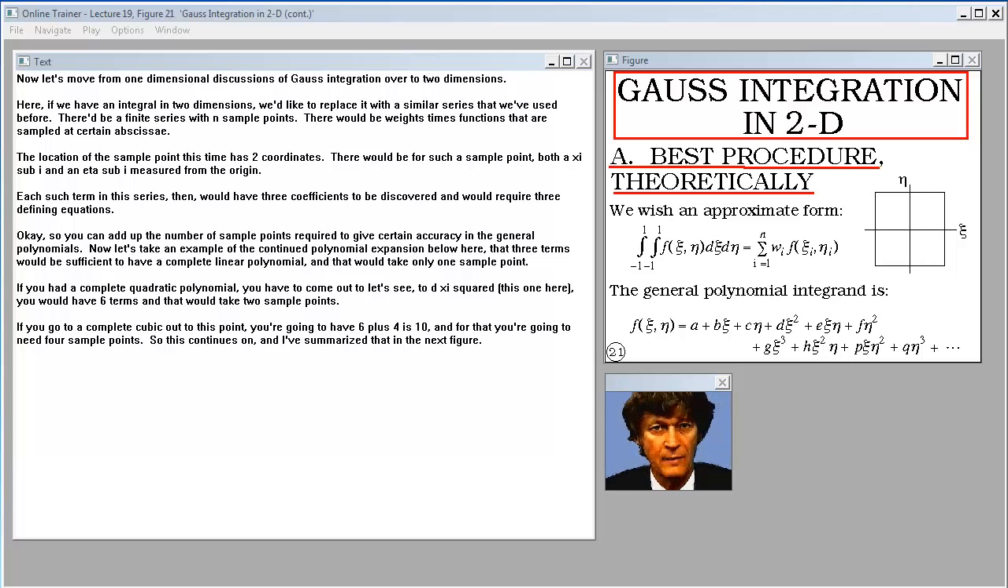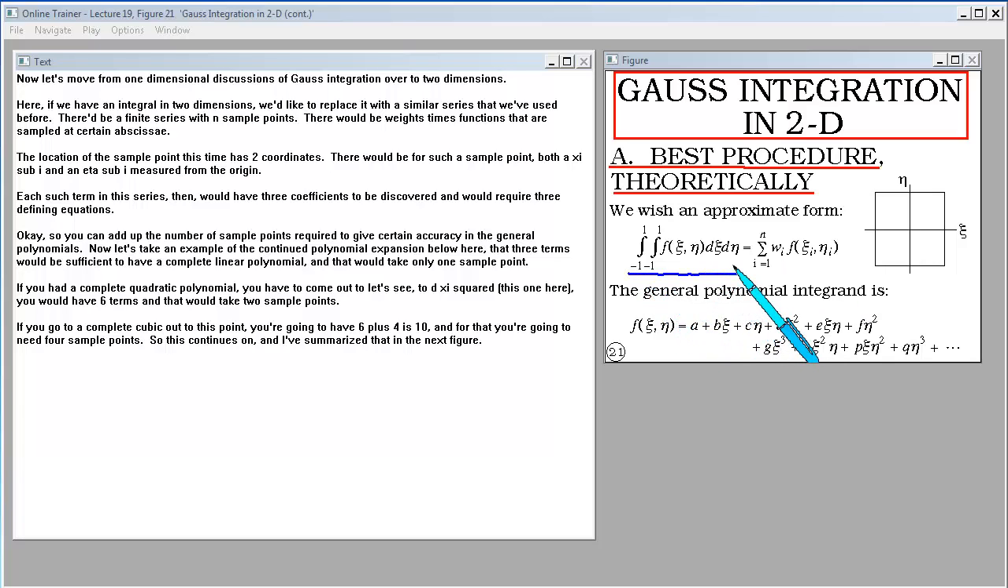Now let's move from one-dimensional discussions of Gauss integration over to two dimensions. Here, if we have an integral in 2 dimensions, we like to replace it with a similar series that we used before. It would be a finite series with n sample points. There would be weights times functions that are sampled at certain abscissa. But the location of the sample point this time has 2 coordinates. There would be, for such a sample point, both a xi sub I and an eta sub I measured from the origin.